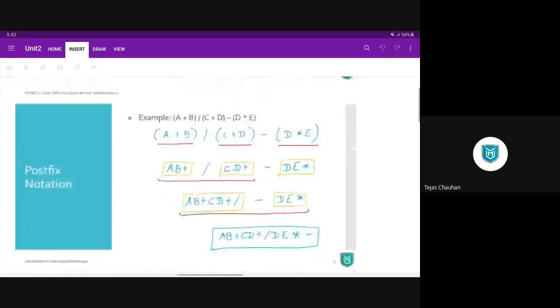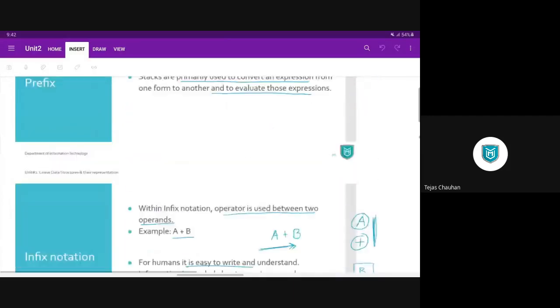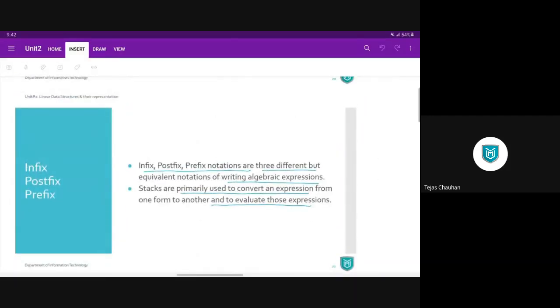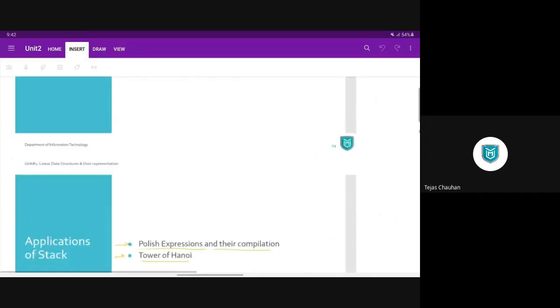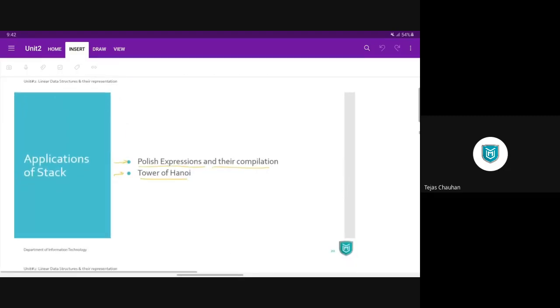Okay, so we were actually discussing infix, prefix, and postfix notations, right? Earlier we went through the stack. We've understood what a stack is and how it works, last in first out. Then we started with the applications of stack, right? Polish expressions, so infix, prefix, and postfix notations and their evaluation.